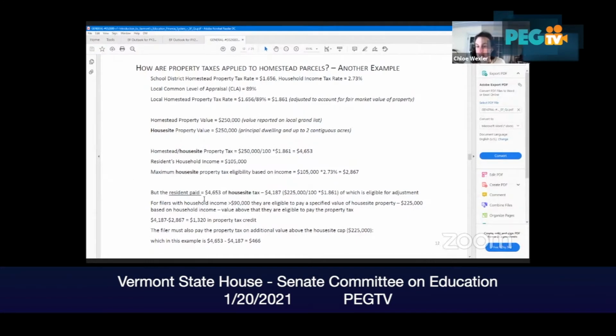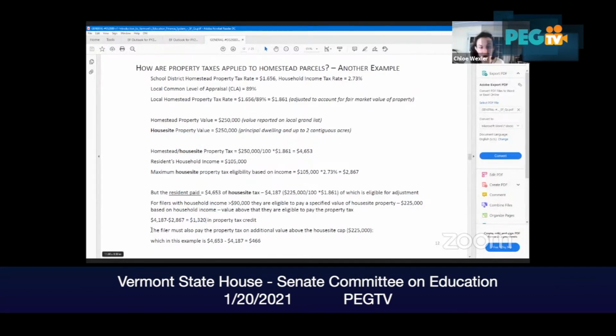And so what we see here is 225,000 times the property tax rate would have been $4,187. And that is the amount of property tax that they paid that they are eligible for adjustment on. So then we get 4,187 minus 2,867, which is how much they were eligible to pay based on their income. And that yields about $1,320 in property tax credit.